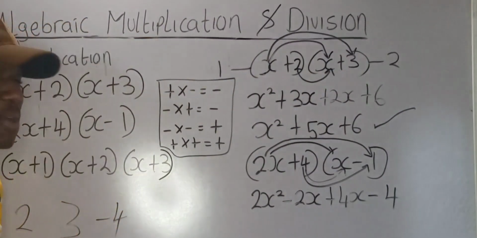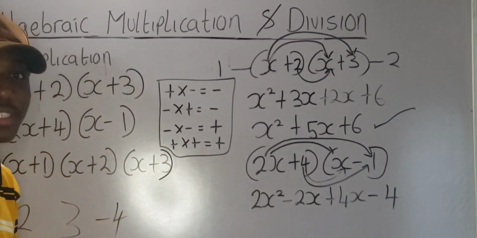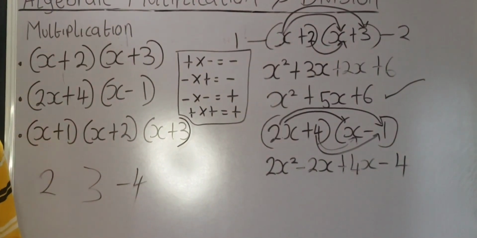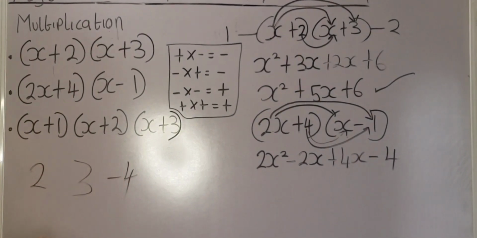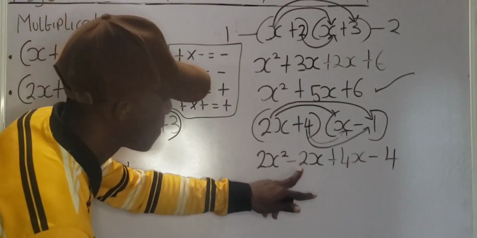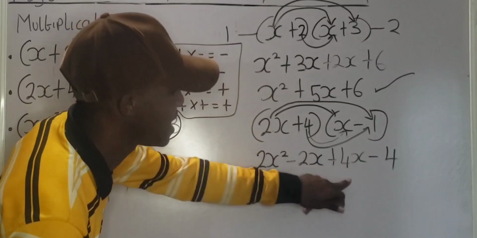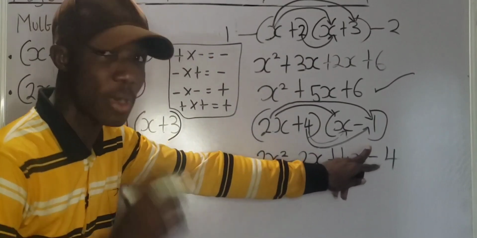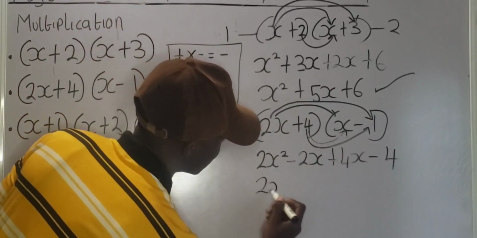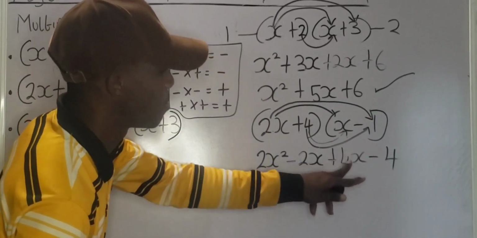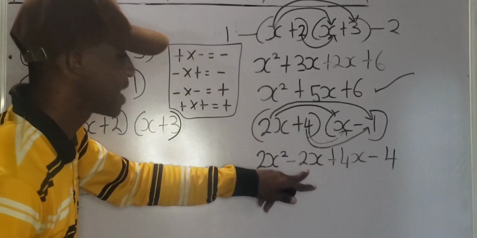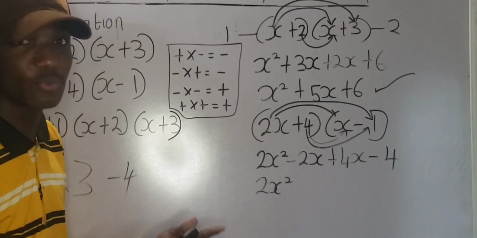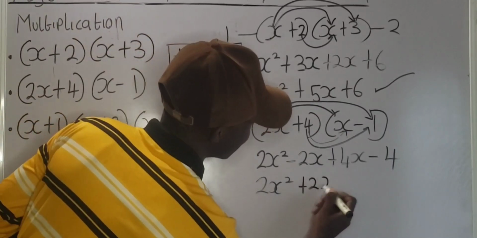So now look at this. Is there any like term in this expression? Yes, there is. Like term simply means adding the terms that look similar. You understand? Adding the terms that are similar. So for this, I'm going to have minus 2x and plus 4x because they have the same power of x. X is power 1 here, and x is also what? Power 1. So I'm going to have 2x squared, negative 2x plus 4x. What's the answer? That is what? Positive 2x. So I'm going to have positive 2x minus 4.